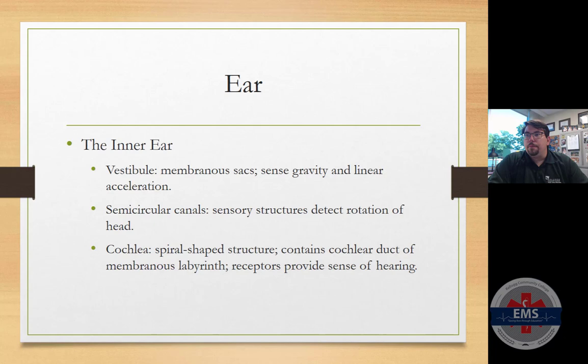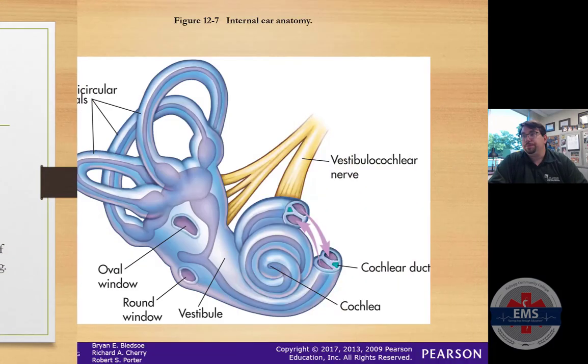Vestibules are those membranous sacs, right, that sense gravity and linear acceleration. They're really what are going to help you recognize if you're moving forward or if you're getting pulled down or moved up. Semicircular canals are more sensory structures that detect rotation of your head. So as you turn your head, you get that feeling. The cochlea is a spiral-shaped structure that contains the cochlear duct of the membranous labyrinth. Basically, they are what provide the actual receptors and perception of hearing or sound.